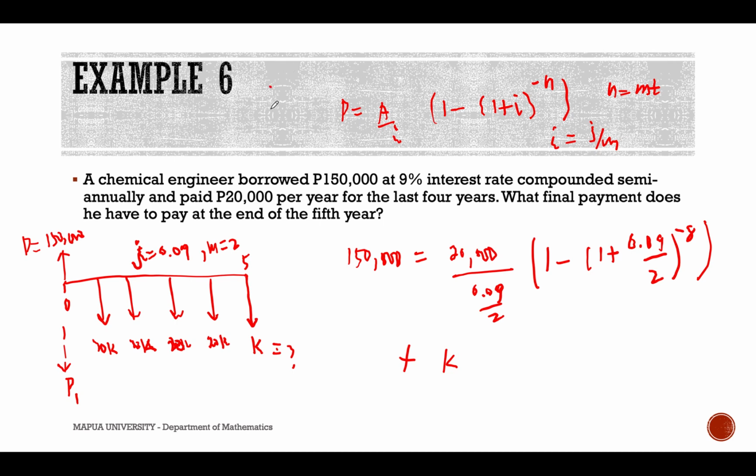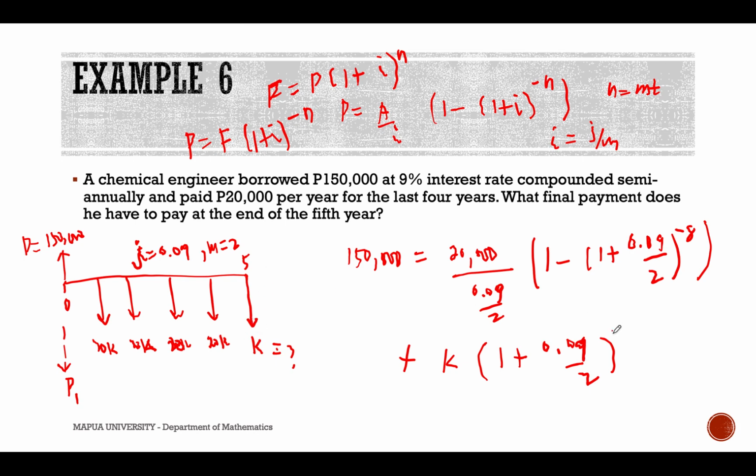So using the formula, if F is equal to P times 1 plus I raised to N, then the present value will be F times 1 plus I raised to negative N. So I have here 1 plus 0.09 over 2. Okay, we have 5 years here, so times 2 will give you 10.